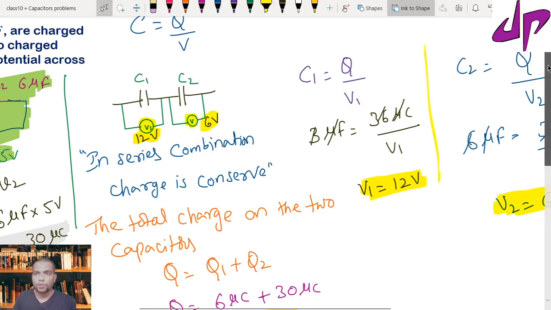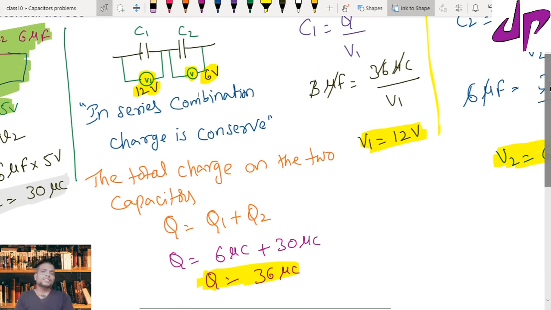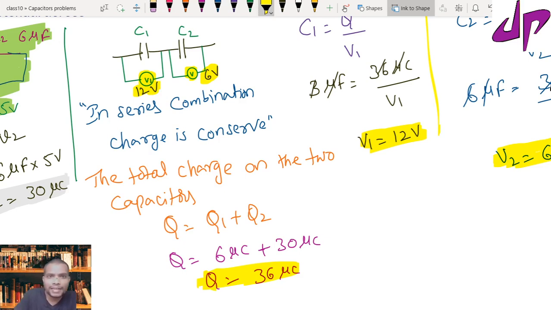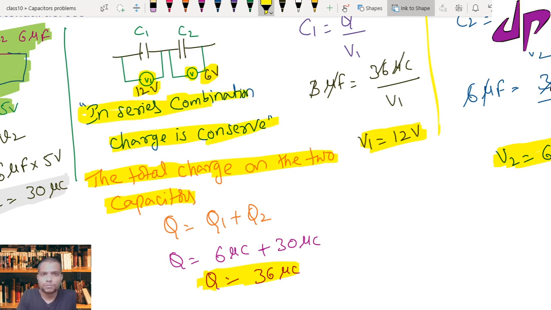To find the potential difference, since in series combination the voltage drop across each capacitor is different, we have taken the help of this statement: the total charge on the two capacitors in series combination equals the sum of the individual charges. And not only that, the charge is a conserved quantity. The amount of charge remains constant.